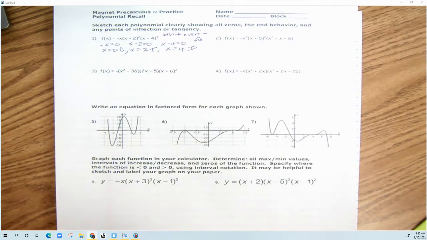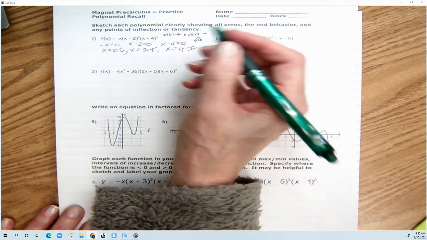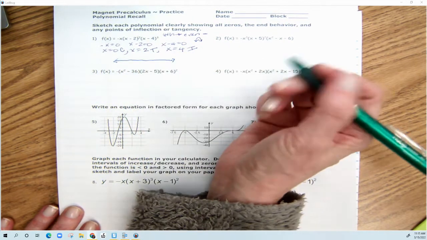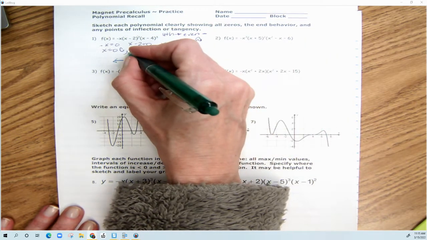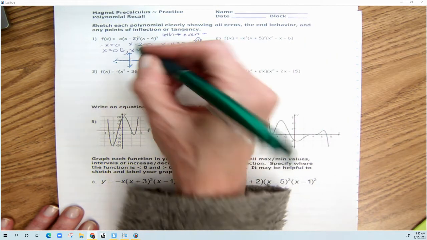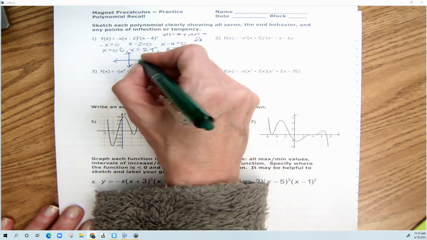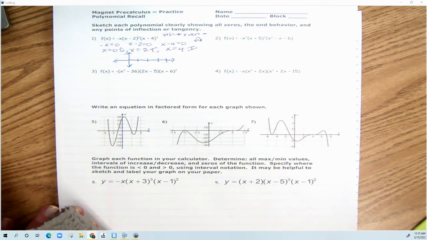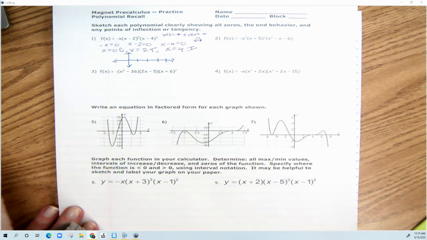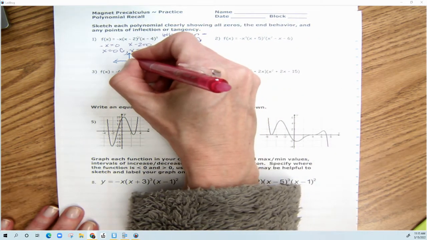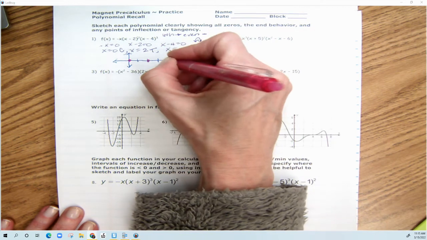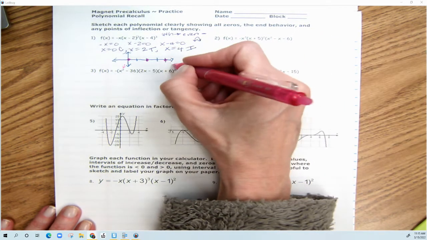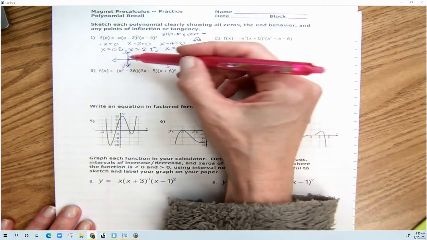So now I'm ready to sketch. I have all my information. You're only really going to label or scale your x-axis. And so I just need to represent between 0 and 4 on the x-axis. So my x-intercepts are 0, 2, and 4. My end behavior is it's going to go down on both ends, and then from left to right.